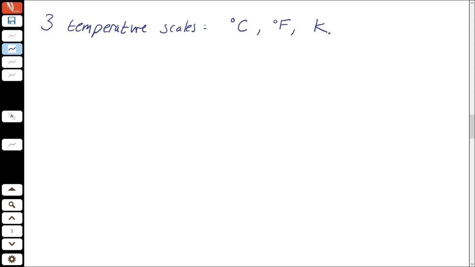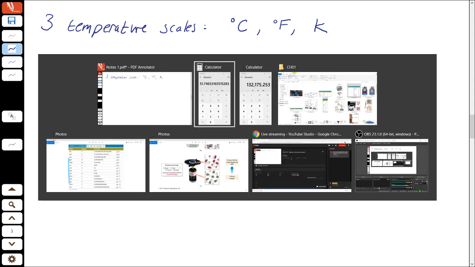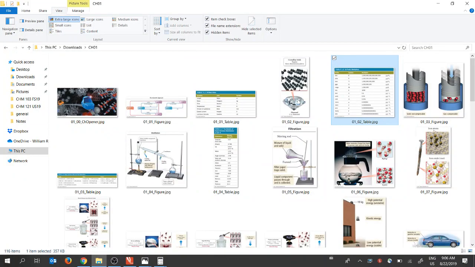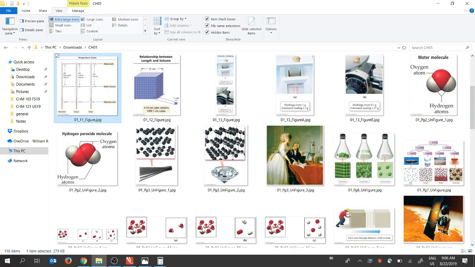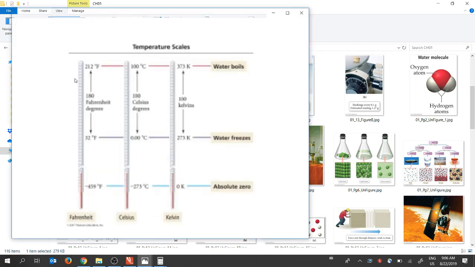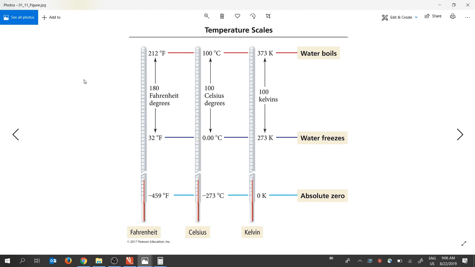So to convert between these 3 scales, if we take a look at what those scales look like all together, I like these types of pictures that show this. If we look at these three thermometers, you can see that you've got absolute 0 at the very bottom, which for Kelvin is 0, for Celsius minus 273, and for Fahrenheit minus 459. Then you've got the freezing temperature of water, which is 0 degrees C, 273 K, or 32 degrees Fahrenheit. And then up to the boiling point of water at 100 degrees C, or 212 Fahrenheit, or 373 K.